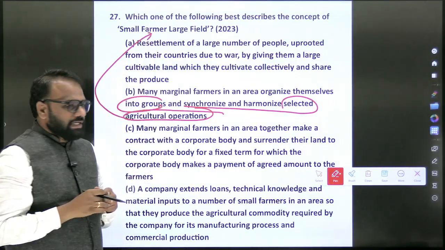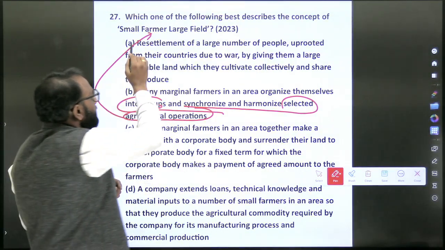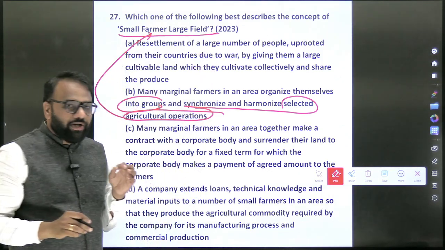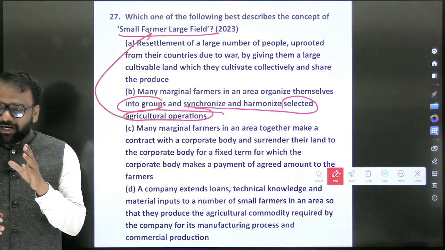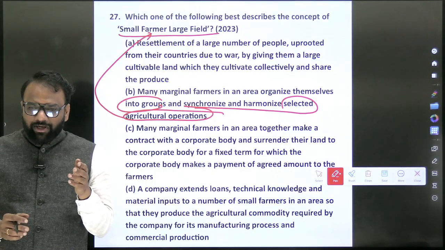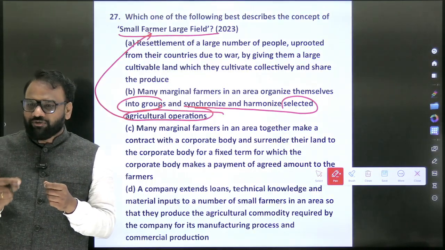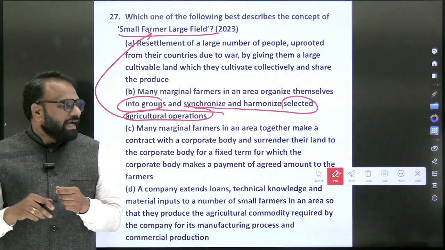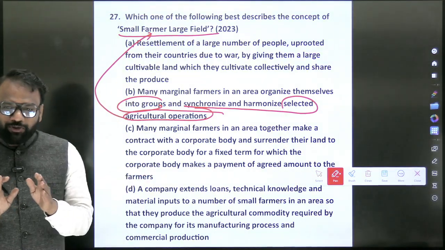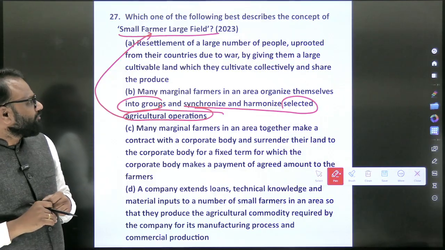Small farmer, large field. These kinds of terms will not generally appear on the news page. They will appear as part of the editorials. Whenever an editorial related to agriculture appears, somewhere hidden such terms will appear. So based on those terms, we should note them down. Also, if you look at the options, some of them you should be able to easily eliminate. So what is the first option?